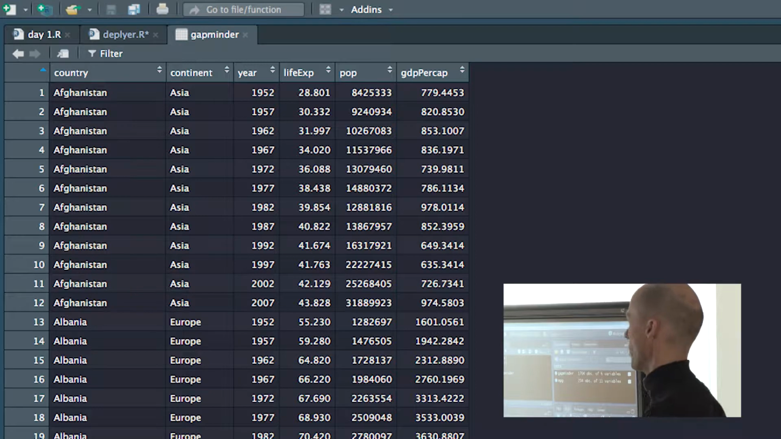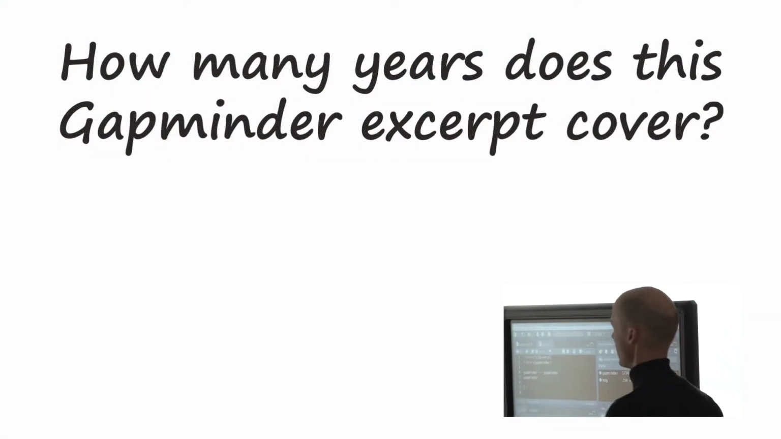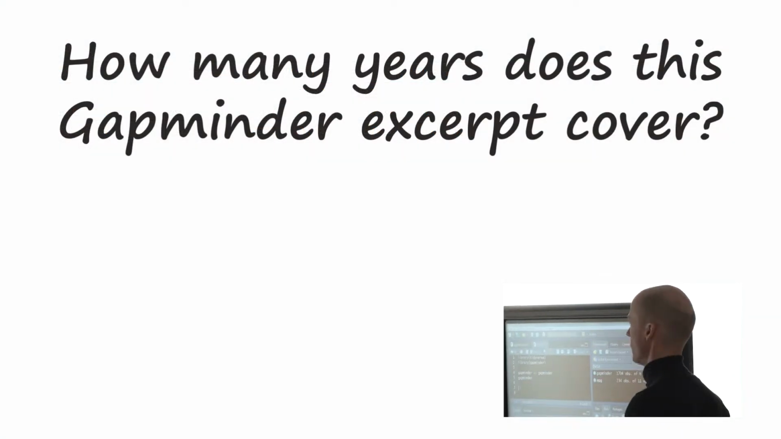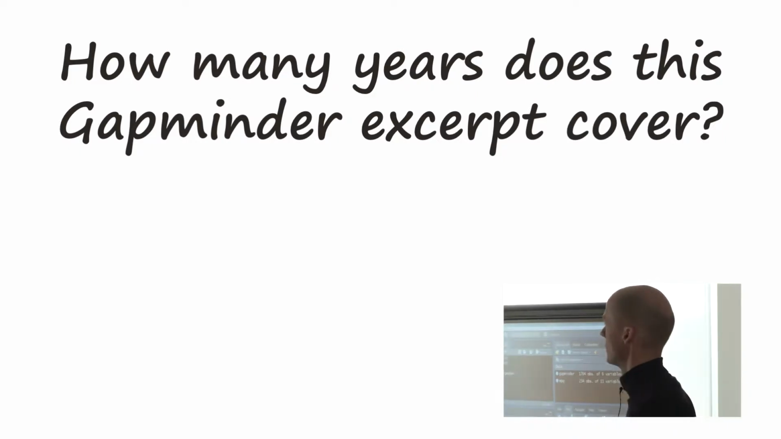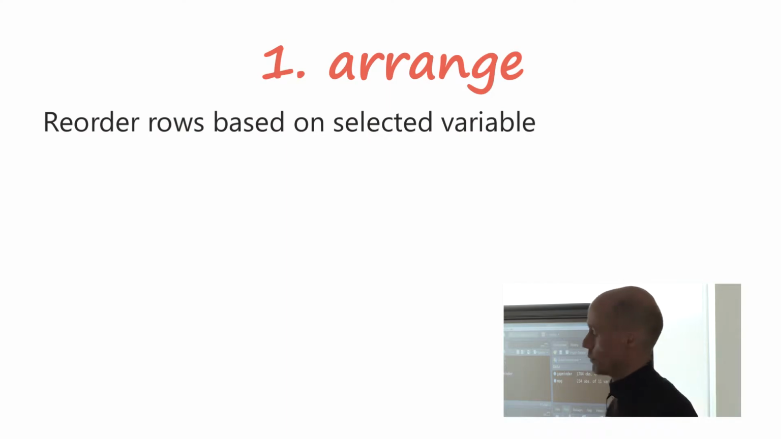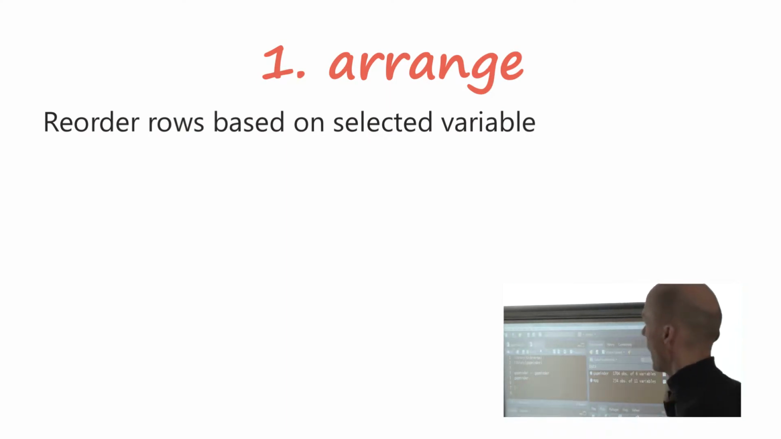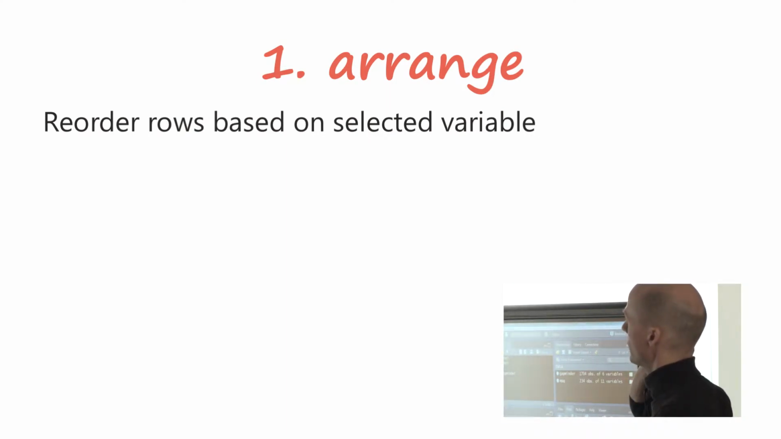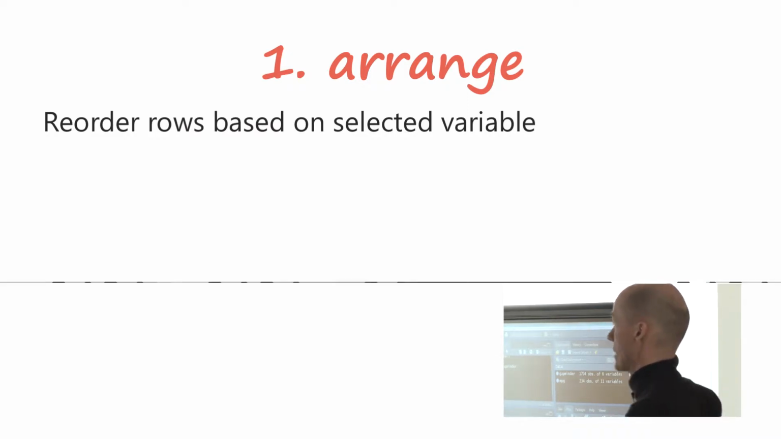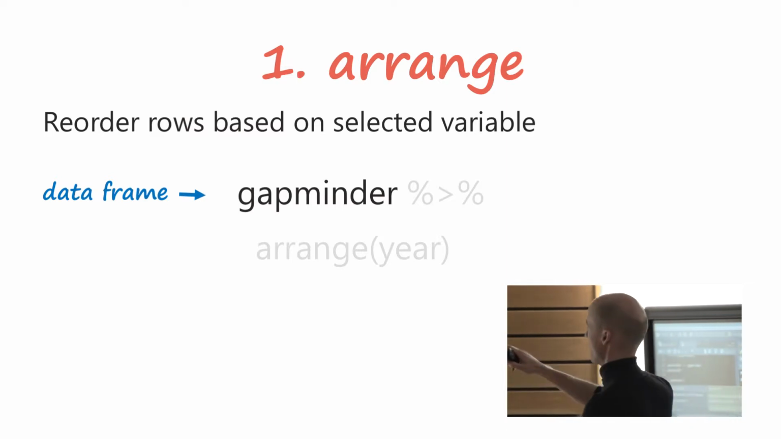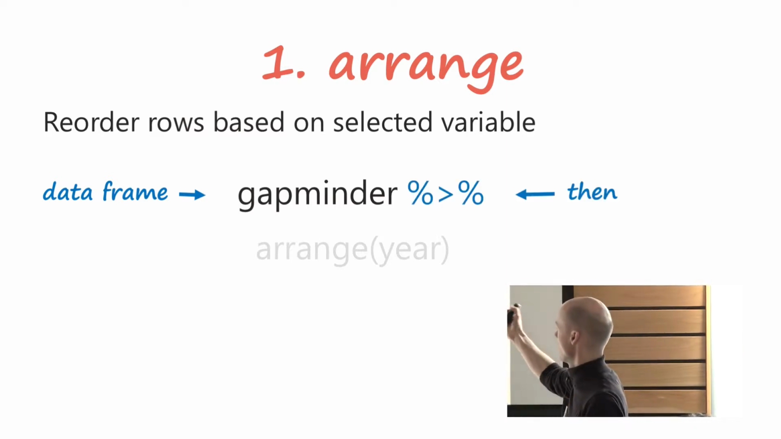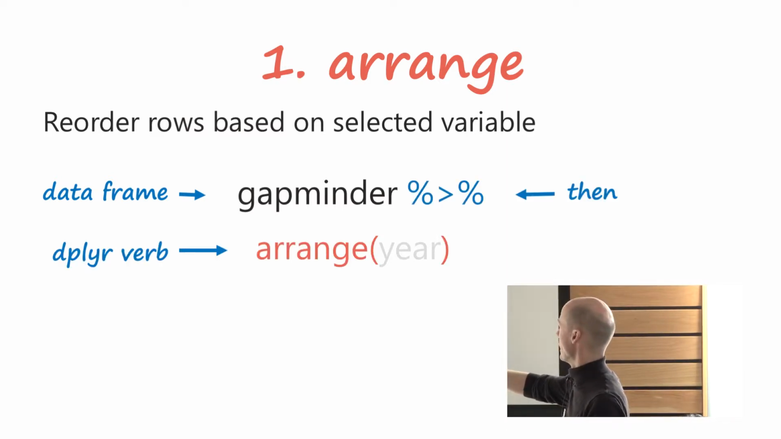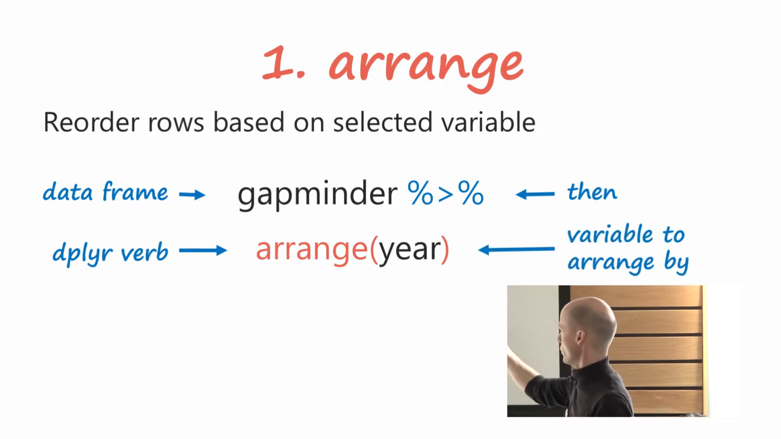So the first one I want to answer is, how many years does this Gapminder excerpt cover? And we're going to answer this question with the help of the verb arrange. Arrange allows us to reorder rows based on the variable we select. We start with the Gapminder data frame, then we arrange by year.